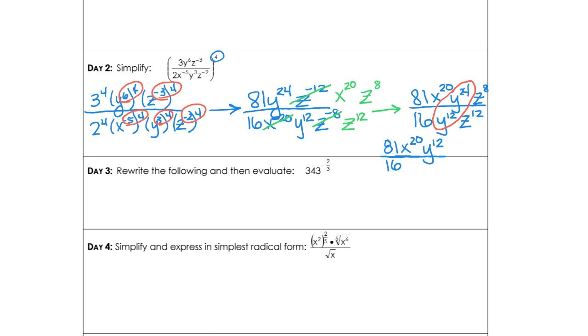We have to look at one more set of variables, which are the z's. Think about the difference between 8 and 12. There's a difference of 4. If you subtract them, you'll get a negative 4, and then you have to move that, which is kind of a pain. Or you could just think, hey, there are more z's on the bottom, so the difference, z to the 4th, will be left on the bottom. And this is our final answer.